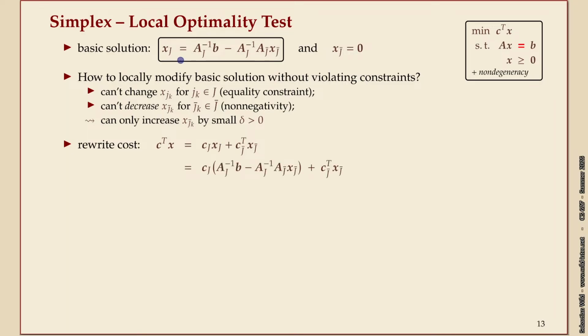Now we know xj, using what we know about the basic solution. So you plug this in. This is true not only for xj bar 0, but in general. Any solution that satisfies the equality constraints has this form. Now you can split up the two terms. You have this part, which is constant, essentially. There's no x in there. And something in front of xj bar. And so this is the old cost vector.